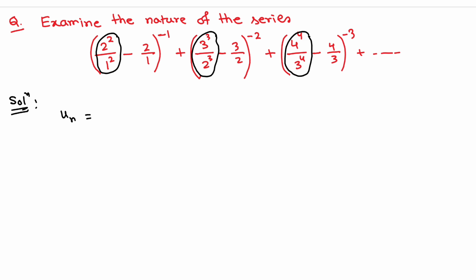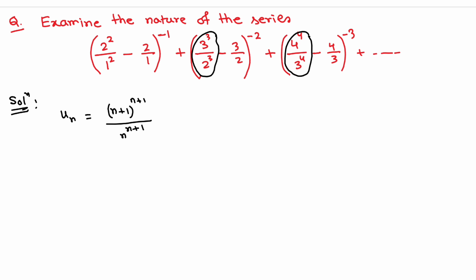So what will be the term for general n? First, the numerator is 2 square, 3 cube, 4 to the power 4. So this is of the form n plus 1 whole to the power n plus 1. And the denominator is 1 square, 2 cube, 3 cube, etc. That means n to the power n plus 1.